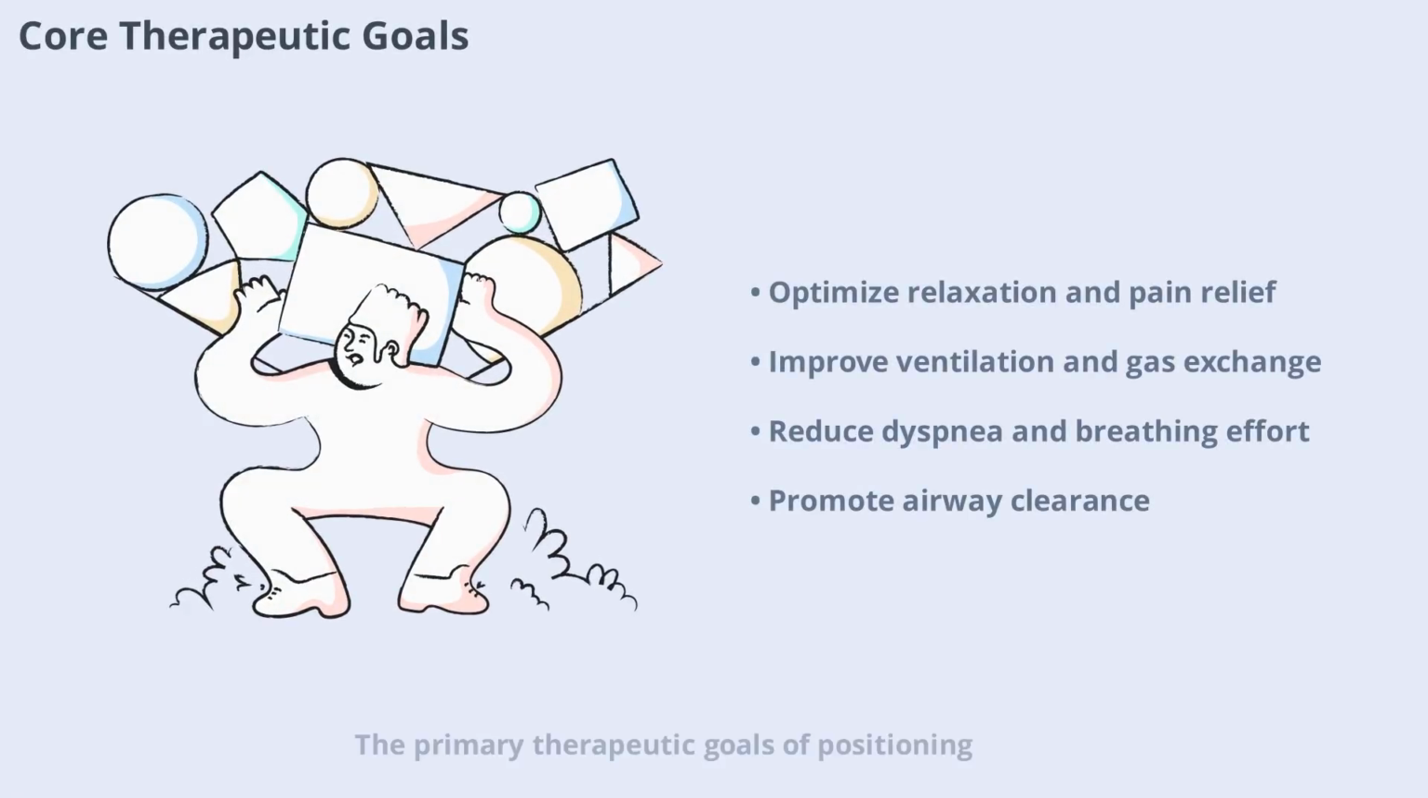The primary therapeutic goals of positioning in cardiopulmonary care include optimizing relaxation, providing pain relief, improving ventilation and gas exchange, minimizing dyspnea, and promoting airway clearance. Each of these targets addresses a specific physiological challenge faced by patients, whether they're recovering from surgery, managing chronic lung disease, or dealing with acute respiratory distress.